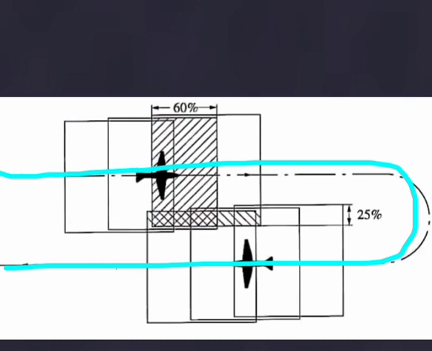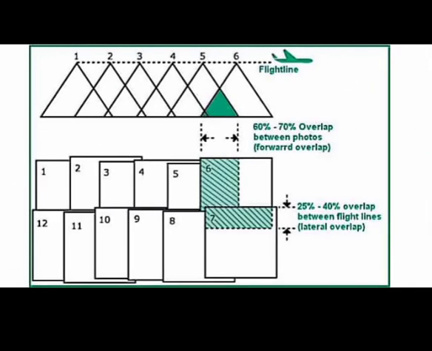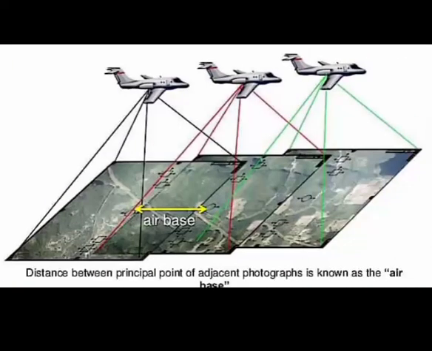And while coming back also it is going to take 3 frames, right? See, this is frame 1, then you'll be having frame 2, right? Then you'll be having frame 3. Overlaps of the frames will be there. Now here also I have shown you the 60 to 70% overlap between the photos, and 20 to 40% overlap between the flight lines. And this is airbase, the distance between the principal points of adjacent photographs, that is known as airbase here.